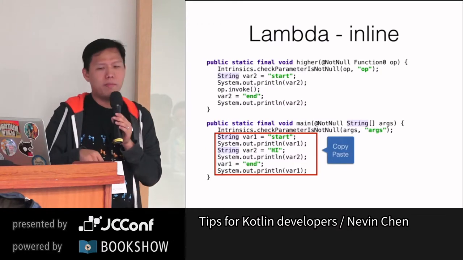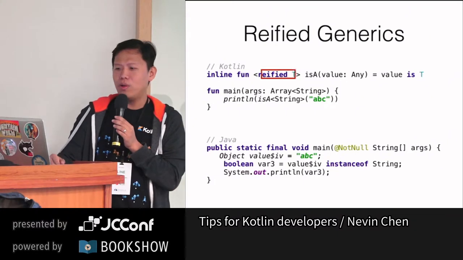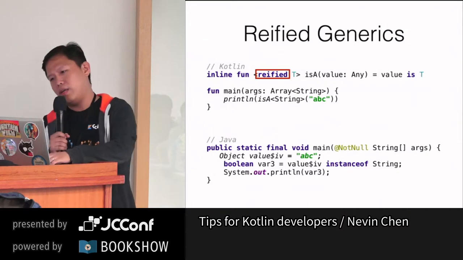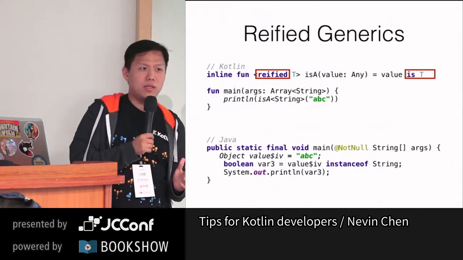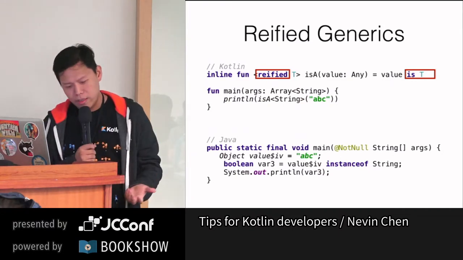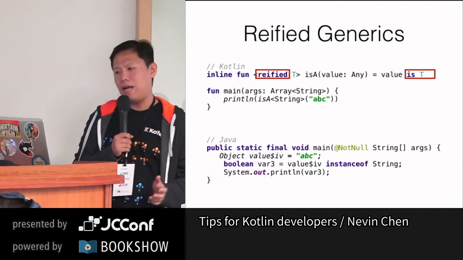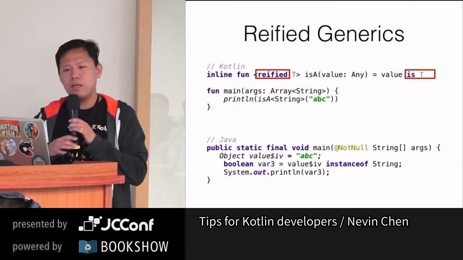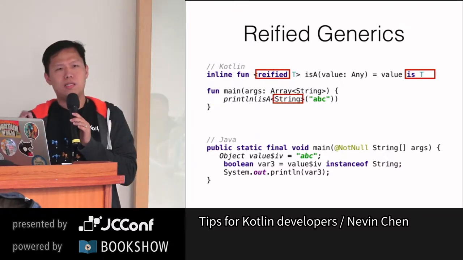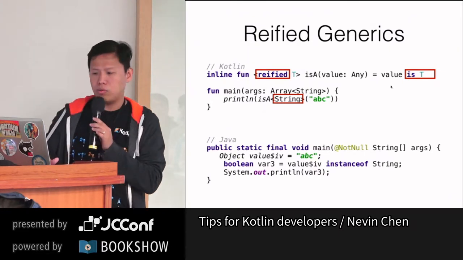Another good thing about the inline keyword is reified generics. Oh, this is very cool. When you use the inline keyword, you can use the reified keyword in your generics. Normally, you cannot do this because the type parameter T here is going to be inferred during runtime. So at compile time, the compiler doesn't know the type. You cannot do this. But since you already mark it as inline, the compiler is very smart. It knows this type will be copy pasted into the caller side, so T is actually a string.